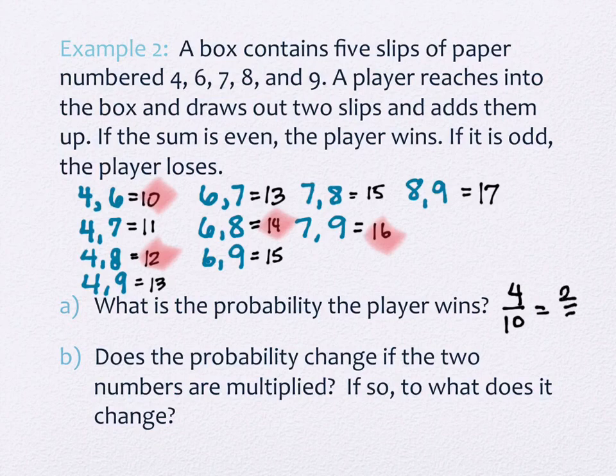2 over 5. Or if you really wanted to change this into decimal form, it works very nicely actually, and you could do that too, right? Because this is a terminating decimal. So either the 2/5 or 0.4 would be fine. So that's the probability that the player wins.